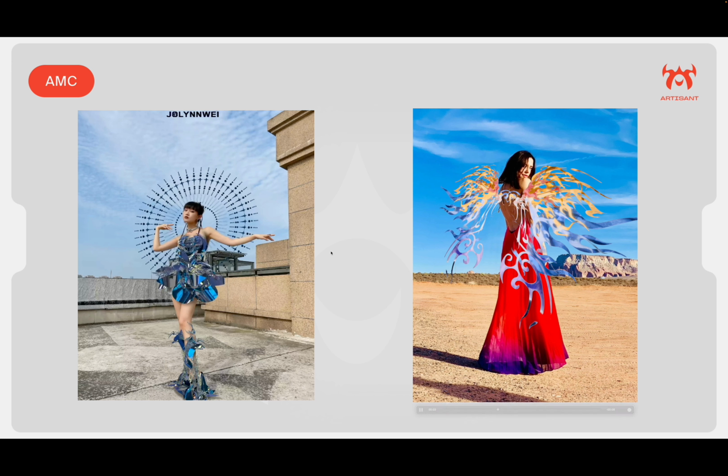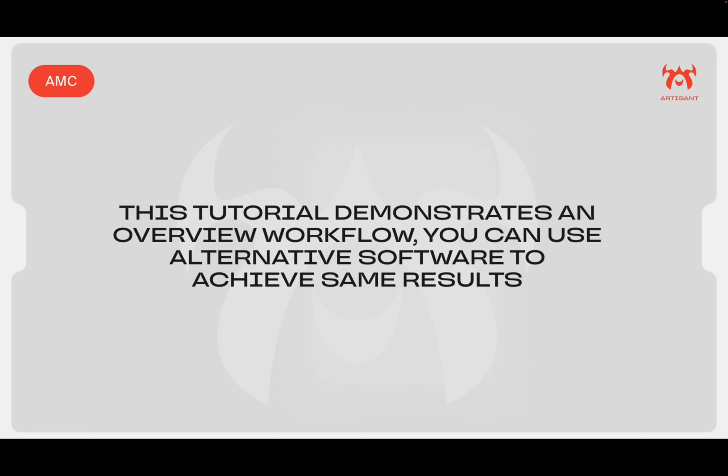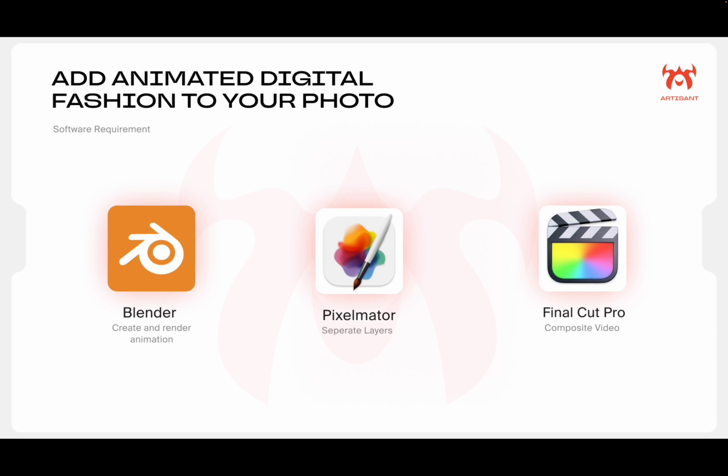And the software we're using, I'll show you in a bit. But this tutorial demonstrates an overview of the workflow. You can use alternative software to achieve the same result. So basically, the software I use is Blender. In Blender, I create animations of the garment, simple garments, not a garment that's moving like a catwalk, right? Simple garments like what I showed you earlier.